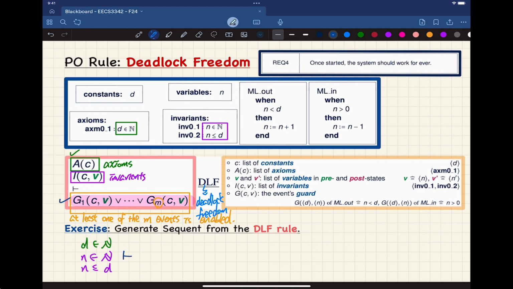And what about this part here? It's going to be the disjunction of all the event guards. One event guard over here. This is the second event guard. So here for the ML_out and ML_in, I'm assuming that I have already fixed the model based on the invariant preservation feedback. Now, all I got to do is put n less than d or n larger than 0. And this one here, oh, let me use a different color. This one over here is the guard of ML_out. And this one here is the guard of ML_in.